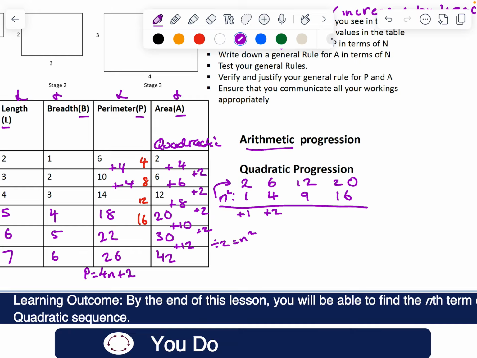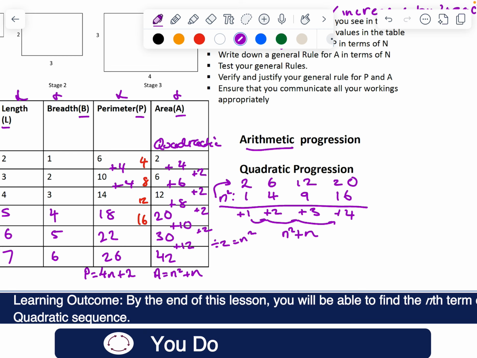So this is an arithmetic sequence within itself, and it's nice and easy. It's going up by 1, and it starts from 1, okay? So that arithmetic sequence is just n, but don't forget you have to add that to n squared, okay? So A equals n squared plus n. So that's the second one done.